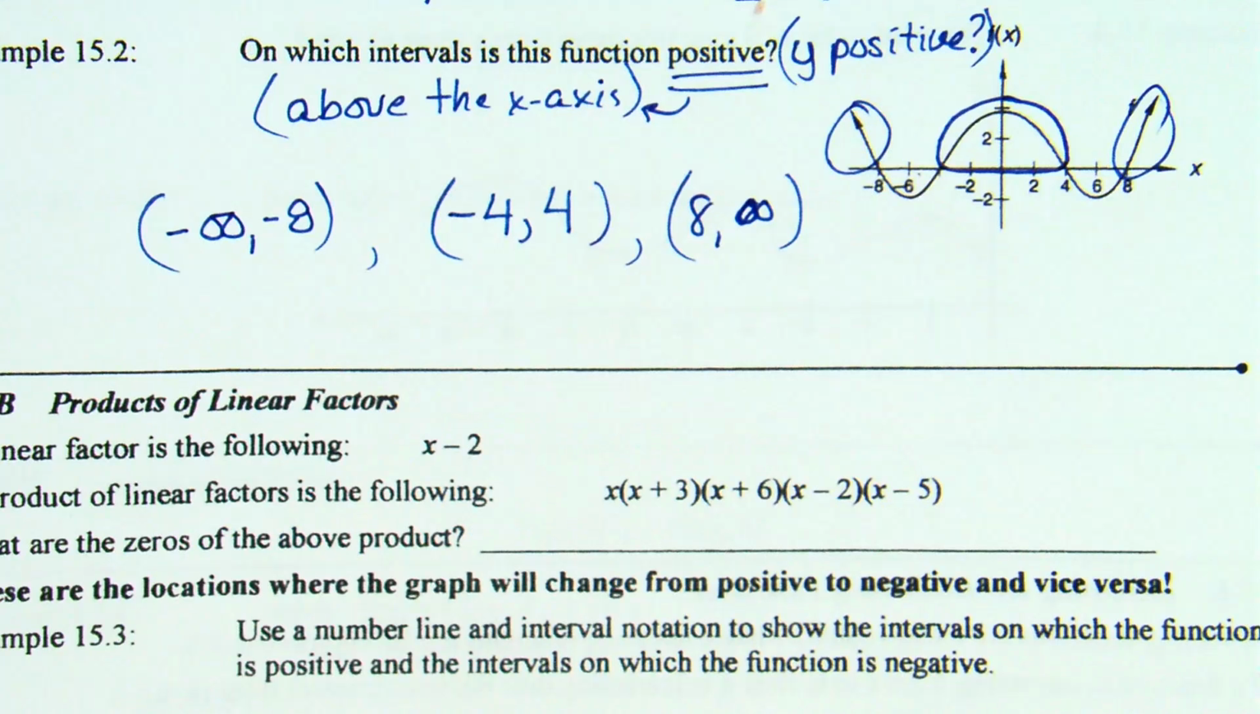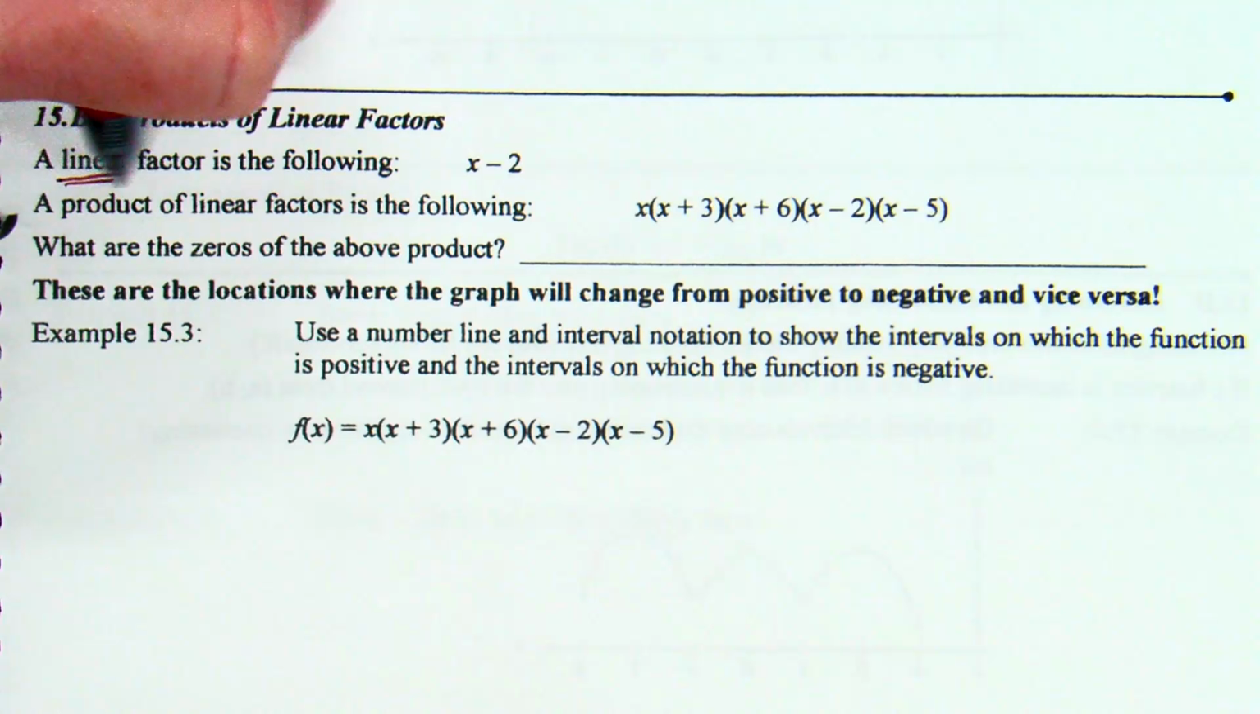Products of linear factors. Again, this will take us back to some pre-cal. Okay, so first of all, definition. What do I mean by linear factor? When we talk about a linear factor, we're talking usually about a binomial, like the example here, x minus 2, x plus 4. Those are linear factors. It's linear because the power is only x to the first. More than that and it's no longer linear.